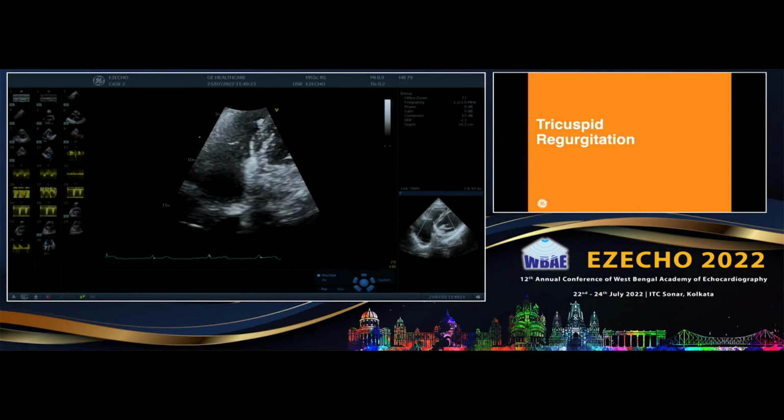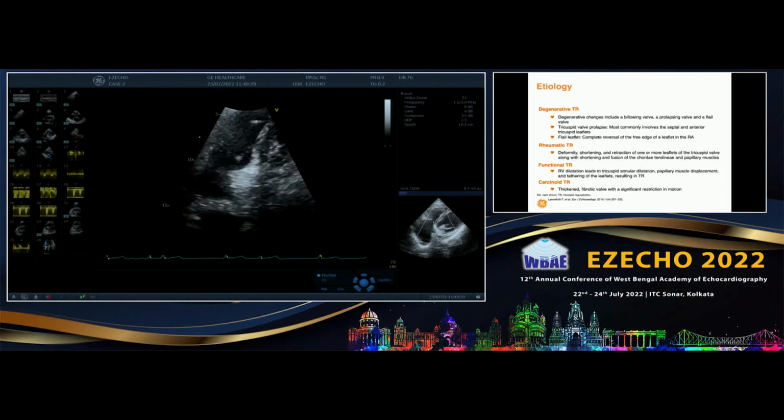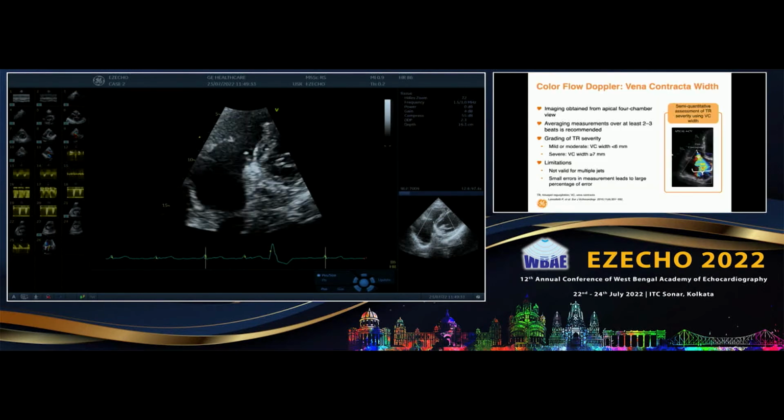If the leaflets are not coapting, this is severe TR. Is it moderate or severe? It is 100% severe, no doubt about it, and that too by just looking at the leaflet. So when you see non-coaptation of leaflets or a flail leaflet, it is severe, whatever may be your color Doppler. The vena contracta is definitely more than that. They are not even closing. Just imagine that you are seeing this in 2 dimensions. In 3 dimensions, it will be a big hole. So you know that this is severe TR.